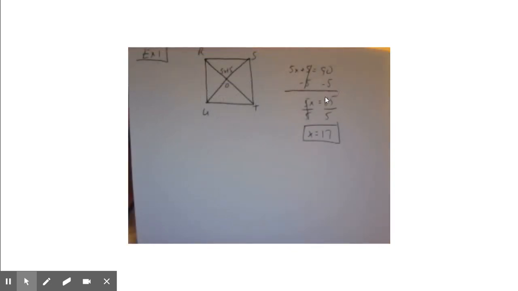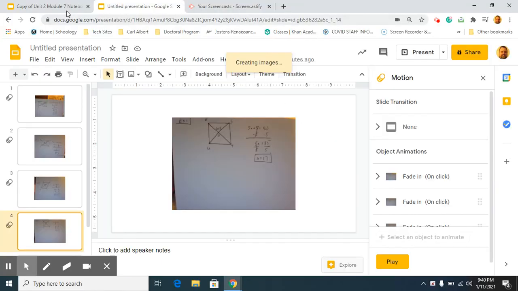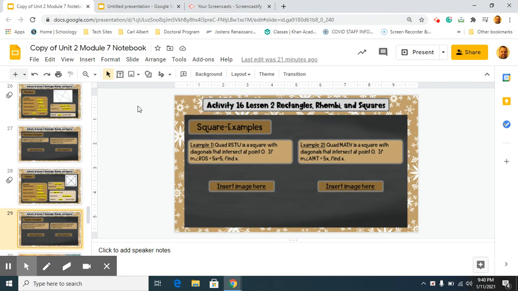Subtract 5 from both sides. 5x equals 85. Divide by 5. X equals 17. So again, if you set up the problem correctly, the rest is really easy because you're solving that 2-step equation. So again, pause the video and insert the image here. And then let's look at the last example.